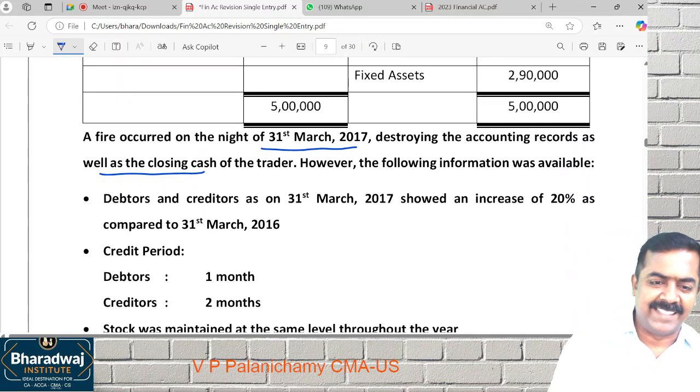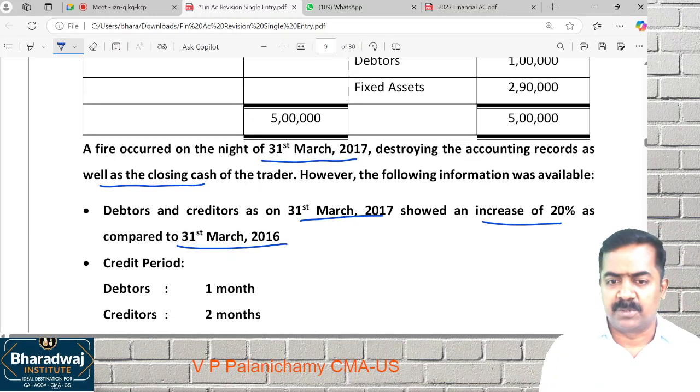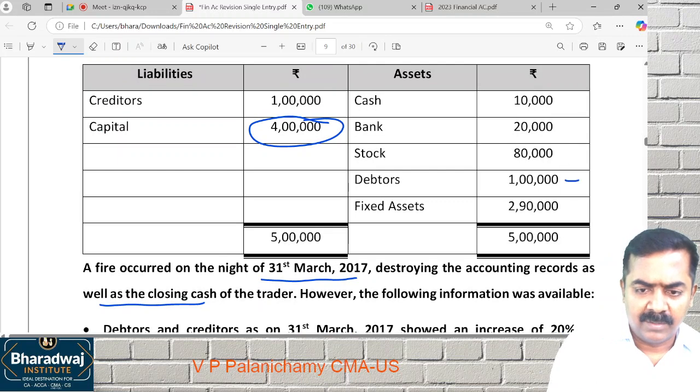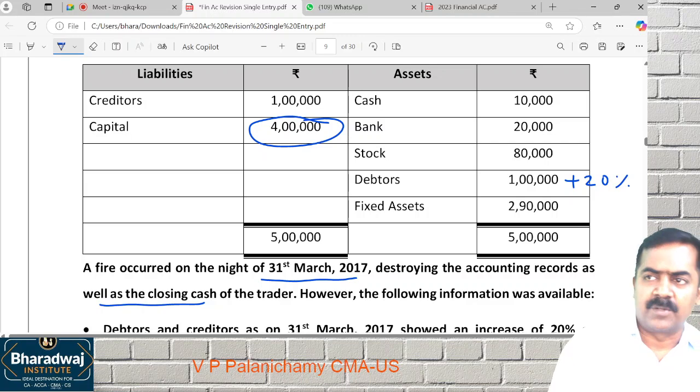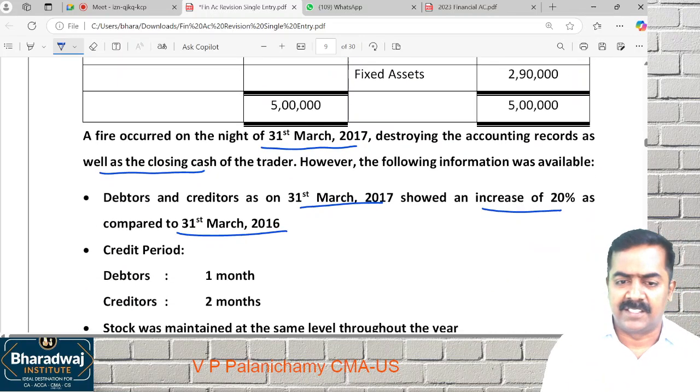Debtors and creditors showed an increase of 20% compared to 31st March 2016. What is the meaning? Debtors will be 1 lakh plus 20%. That is the end of the year balance. Creditors will be 1 lakh plus 20%. Closing balance of debtors and creditors.